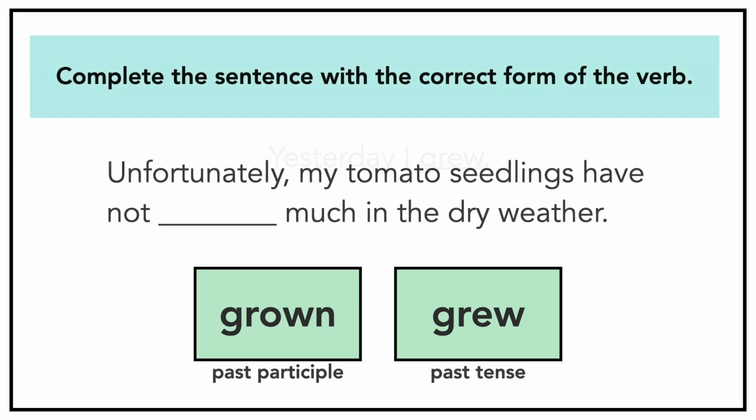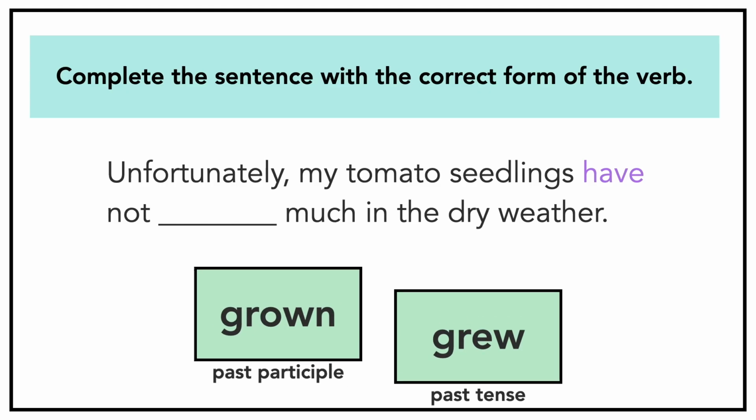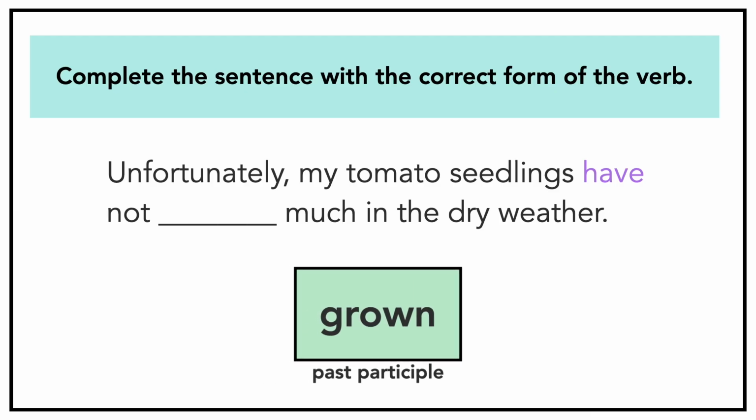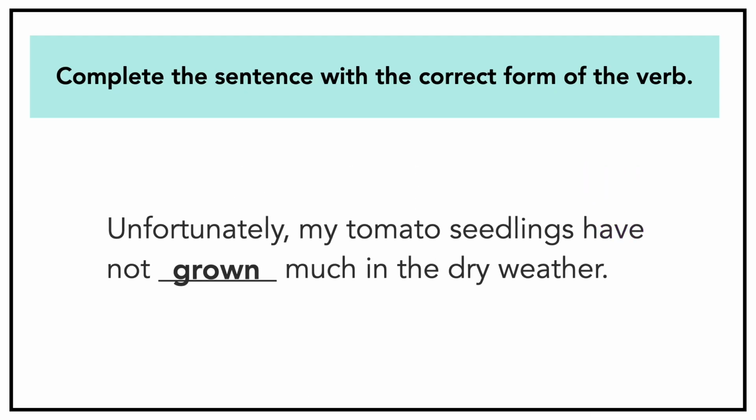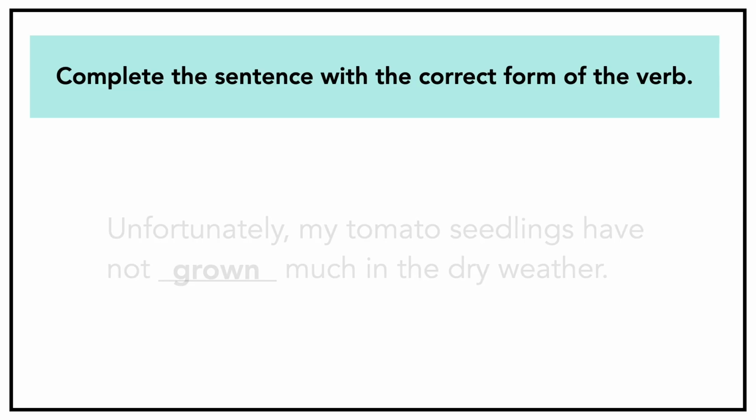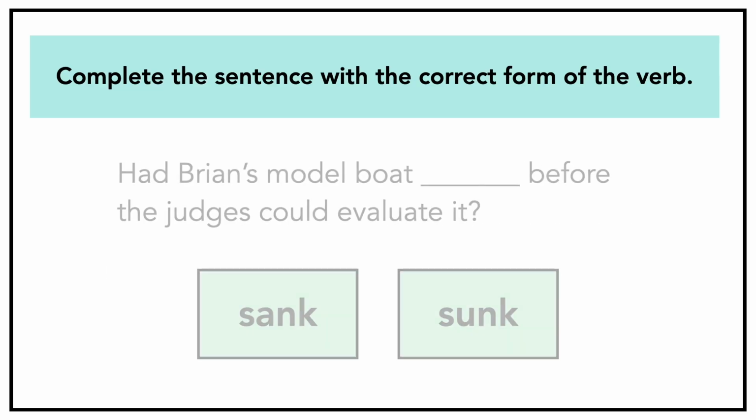Second question, do we need to use the past tense in this sentence or the past participle? Looking again, we see that the sentence includes a form of the helping verb to have. It says, my tomato seedlings have not. Since the past participle is always paired with a form of the helping verb to have, we now see that the correct answer here is grown. Unfortunately, my tomato seedlings have not grown much in the dry weather. Great job! Time for one last example.